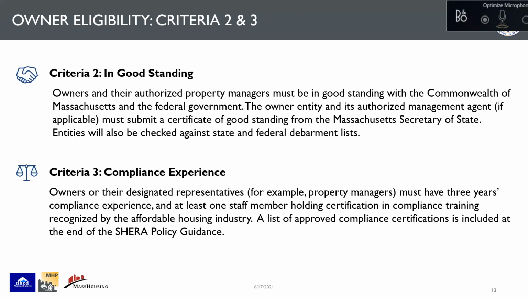Next, the owner must meet criteria 2 and 3. Criteria 2 requires that the owner's sponsor be in good standing. Owners and their authorized property managers must be in good standing with the Commonwealth of Massachusetts and the federal government. The owner entity and its authorized management agent, if applicable, must submit a certificate of good standing from the Massachusetts Secretary of State. Entities will also be checked against the state and federal list. Criteria 3 requires that owners or their designated representative must have 3 years compliance experience and at least one staff member holding certification and compliance training recognized by the affordable housing industry.